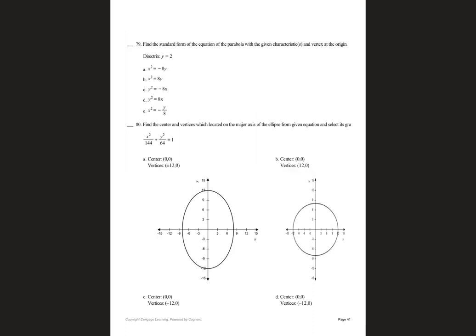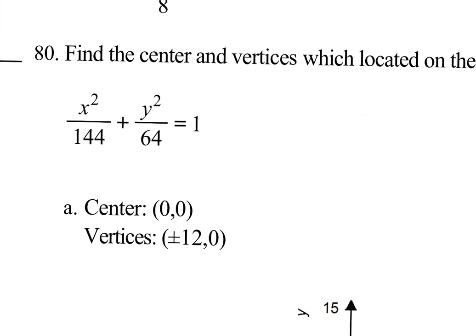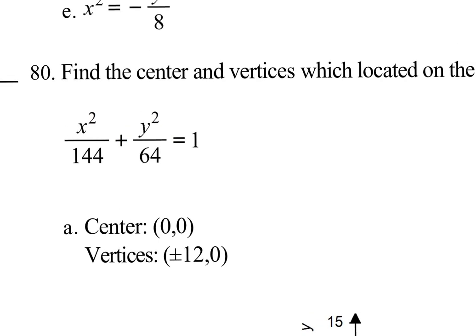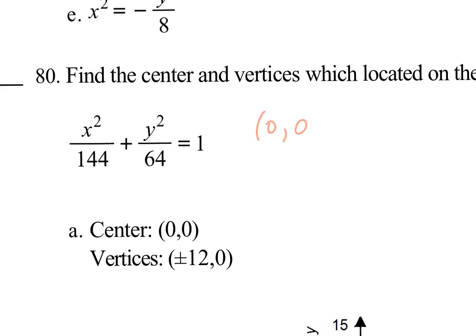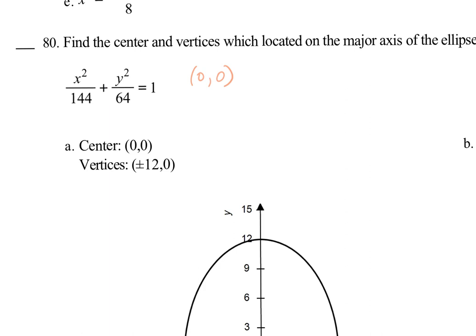All right, so it says find the center and the vertices located on the major axis of the ellipse from the given equation, select its graph. So my center comes from what's after x and what's after y. That means this one would be 0, 0. And already I would go to my answer choices and see if anything didn't say 0, 0 and eliminate. Make it easy. Then because it's an ellipse, I'm looking for the bigger denominator. The bigger denominator is 144.